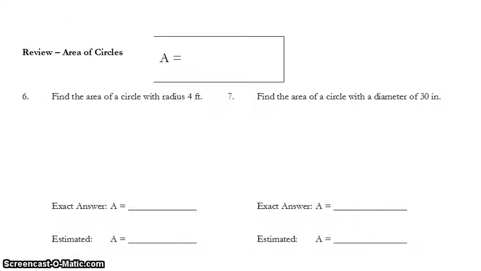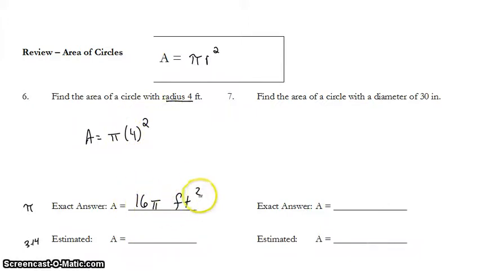Very quickly, I'm going to talk about this area of circles. What you have to recall is our formula, pi r squared, where r is your radius. So if I give you a radius of 4, your area is pi times 4 squared. Now the difference between exact and estimated. Exact answers have pi. Estimated answers, we use 3.14 and multiply. So 4 squared is 16. I have 16 pi square feet. That's an exact answer.